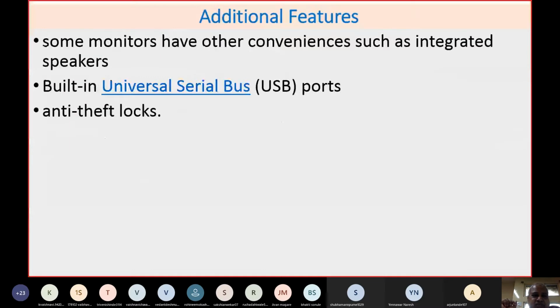And there are certain additional features. Some monitors have other conveniences such as integrated speakers, which are almost available with this. Then built-in universal serial bus or USB ports are available. Then anti-theft locks are there. So these are some of the very good features that your monitors are coming with.